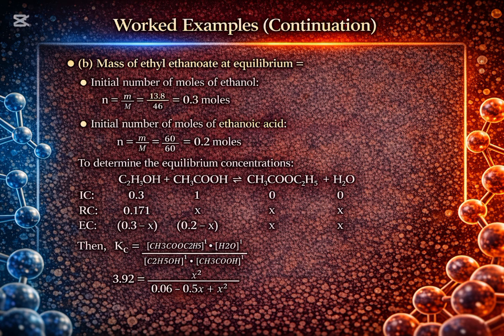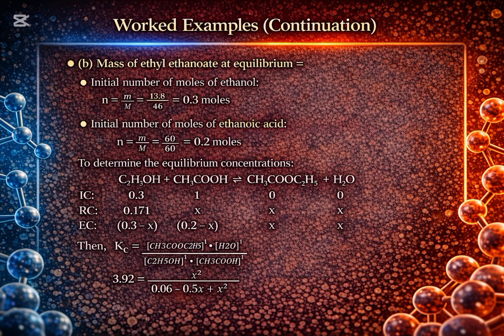Initial number of mole of ethanol for the B part now will be 13.8 over 46, which is now 0.3 moles. Then the second one is number of mole of ethanoic acid, 12 over 60, to give us 0.2 moles. So we've converted the two masses of ethanol and ethanoic acid to number of mole. So this number of mole is what we are going to input into the equation. Now coming back to the equation so that we can determine the equilibrium concentrations.